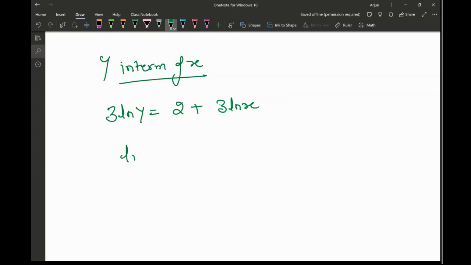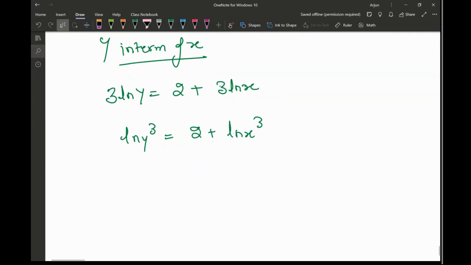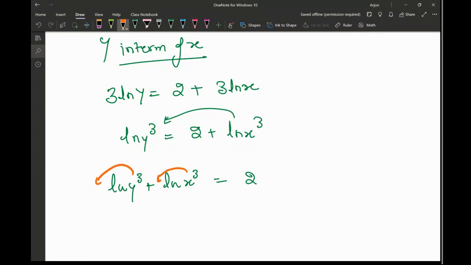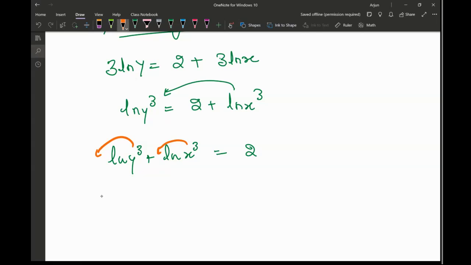Now I can write it as ln y raised to the power 3 equal to 2 plus ln x raised to the power 3. All right, so now what shall I do? I will collect the like terms together: ln of y to the power of 3 plus ln of x to the power 3 equal to 2. I can bring these threes down because they are the same, so I don't need to worry about it. I can move them to the other side.